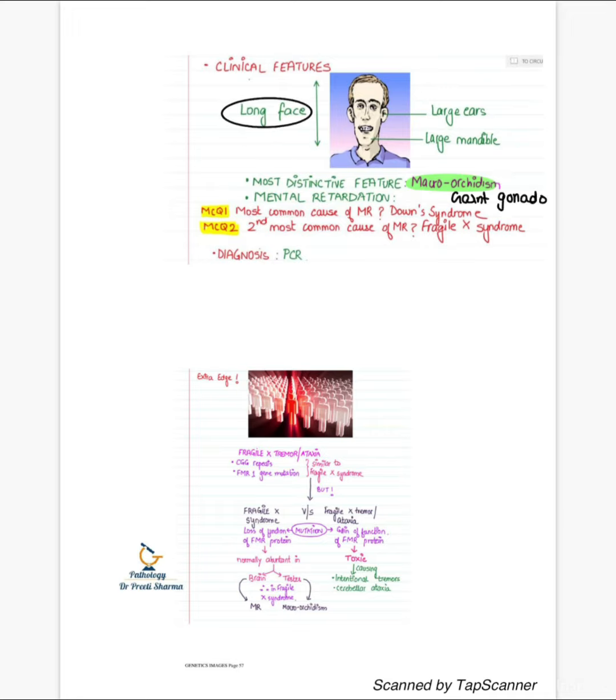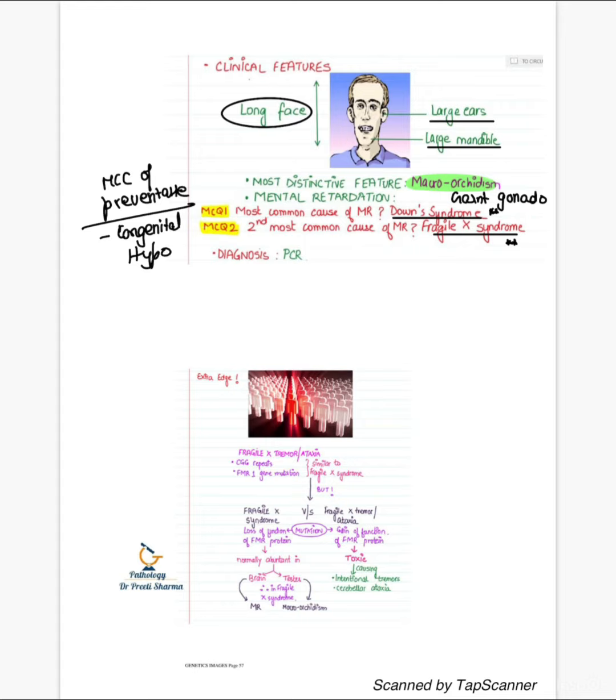Here you have a long face, large ears, large mandible, large gonads. The most common cause of mental retardation is Down syndrome. The second most common cause of mental retardation is fragile X syndrome. And what is the most common cause of preventable mental retardation? Nowadays mental retardation is not used, guys. That is intellectual disability. It is congenital hypothyroidism. Again, an important question.